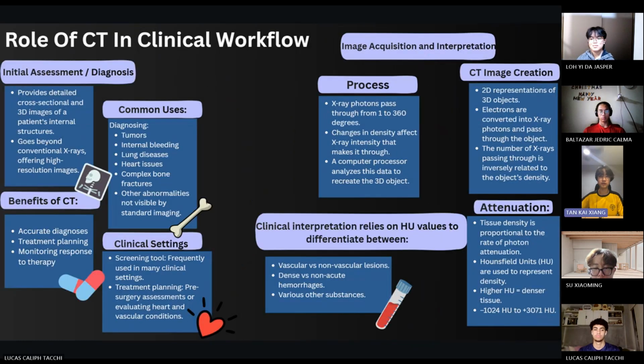CT supports clinical workflow by providing detailed cross-sectional and 3D images. Using Hounsfield units, doctors can differentiate tissue density, such as vascular versus non-vascular lesions or different types of hemorrhage. This information improves diagnostic accuracy and treatment planning.